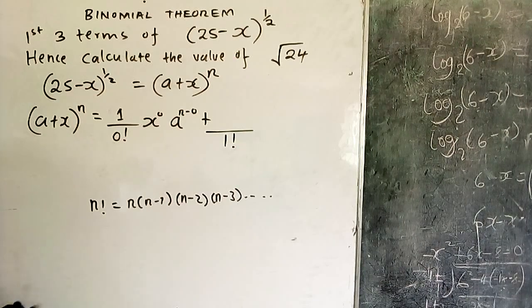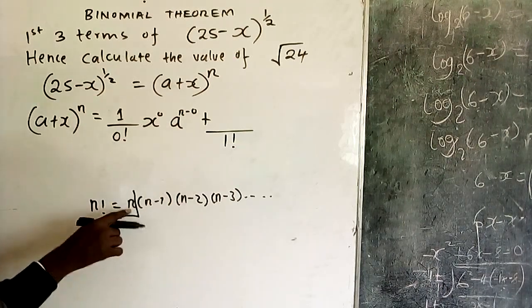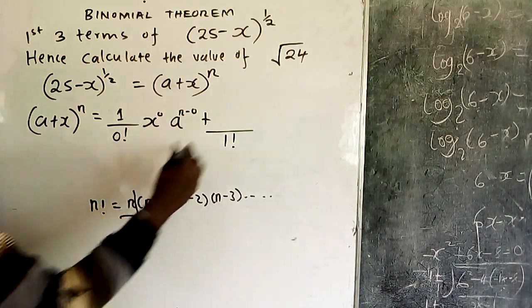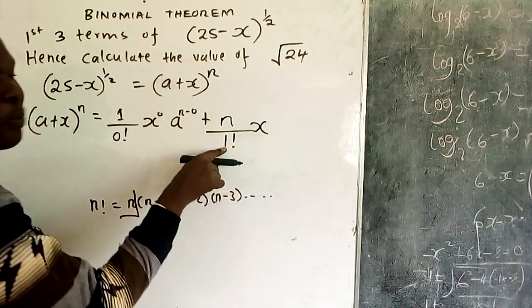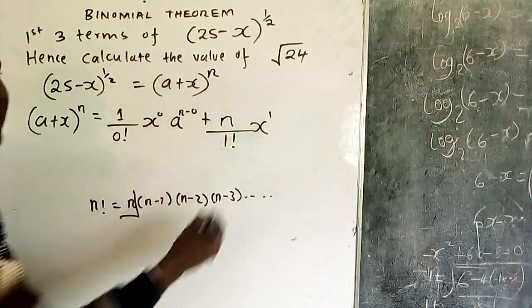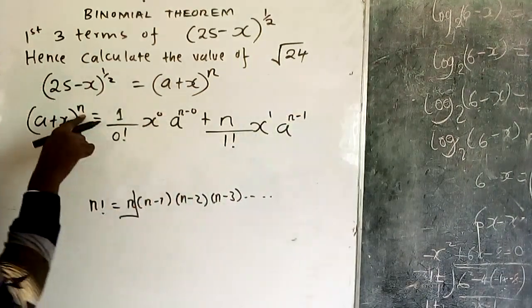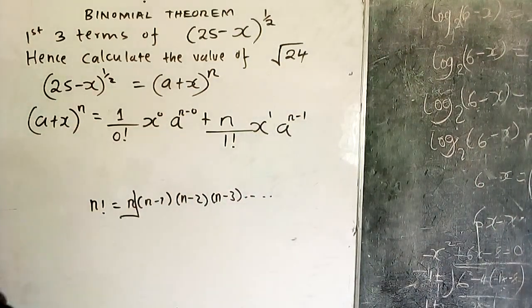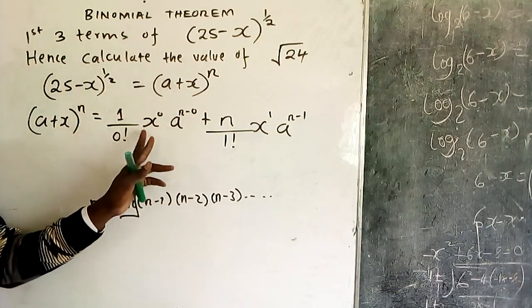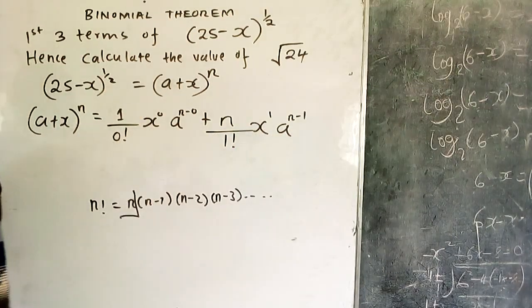Then the next, after 0 factorial, you go to 1. When you have 1 factorial, it means you only have one term in the numerator, and that term is n. Then our x is raised to power 1, so if x is raised to power 1, it means a is n minus 1. Are we together? You were told the first three terms, meaning this is the first term, second term, then you look for the third term, isn't it?